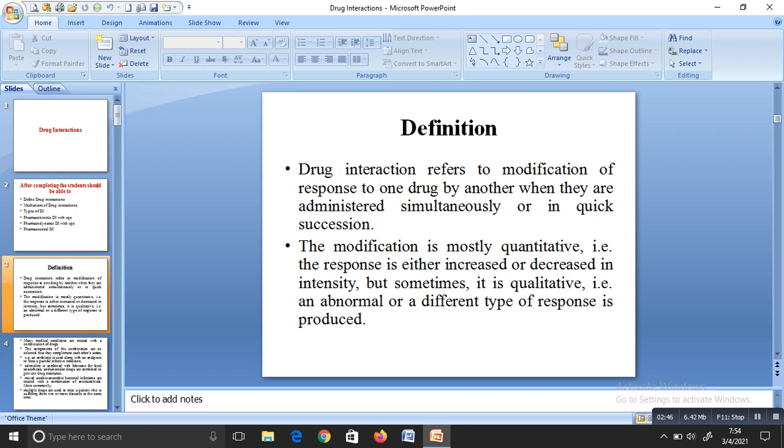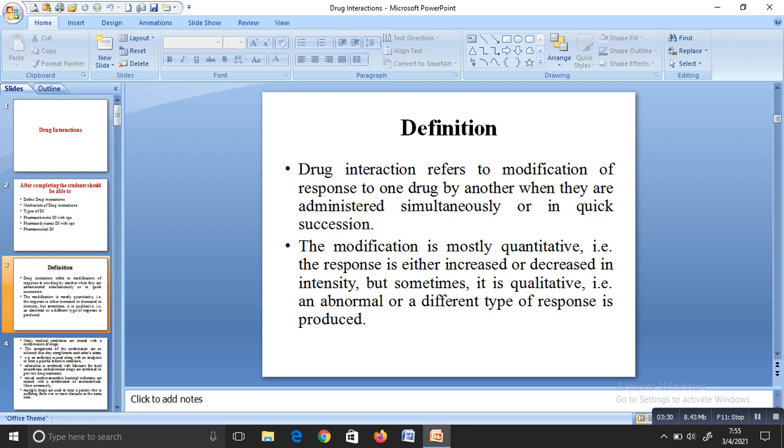And now what will the modified response be? The modified response will be either quantitative or qualitative. Quantitative means we will get either an increased or decreased intensity of action. Qualitative means we will get an abnormal or different type of response. So after drug interaction occurs, the modified response will be either a qualitative effect or a quantitative effect.